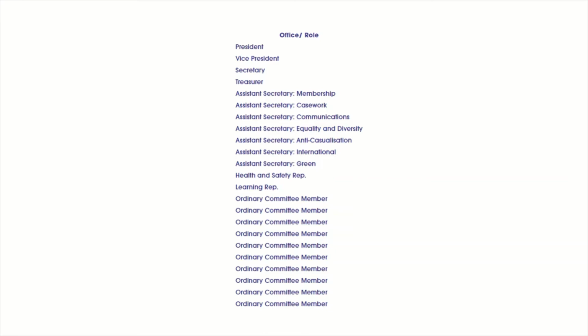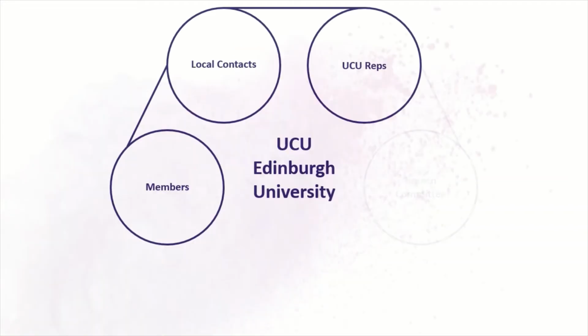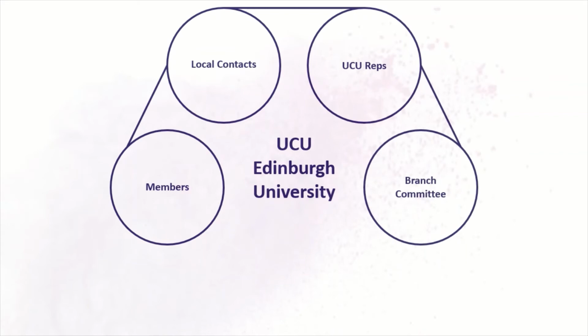Now, the committee has the power to take some decisions on behalf of the branch and regularly communicates with our employers on a range of issues. And this means that when we negotiate over issues like pay, contracts and pensions, the committee represents members in discussions with the university.